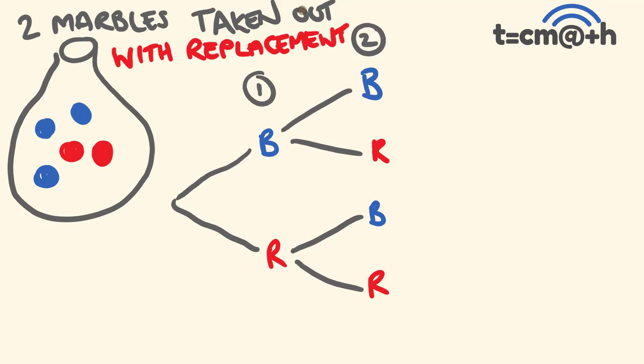We're going to go 2 marbles taken out, same sort of bag. We have 2 reds and 3 blues, but this time with replacement. Let's see what happens. Okay, so if we take out the blue marble first, you have a 3 in 5 chance. To get a red marble in the first drawing, you have a 2 in 5 chance.